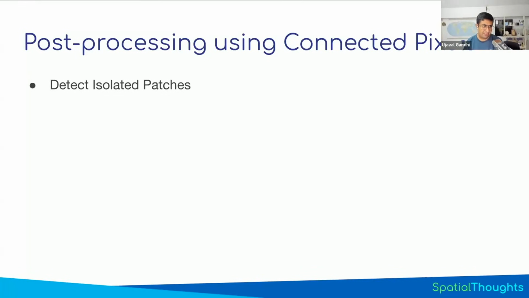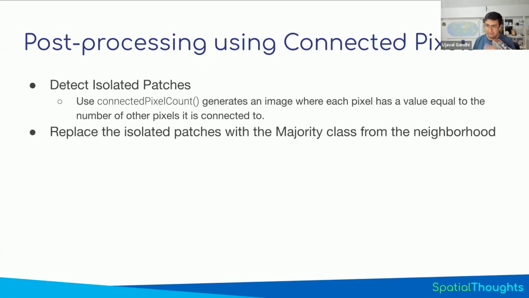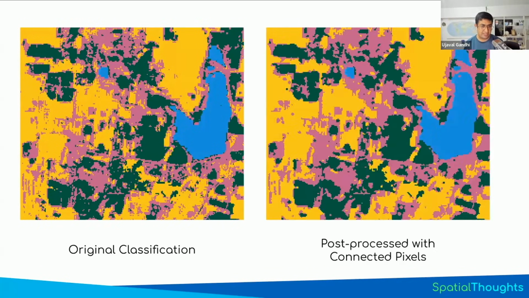The connected pixel approach uses a function called connected pixel count, where you find patches that are not connected to as many pixels, and then replace those patches with the majority class from the neighborhood. This is what the same results look like if you process them using connected pixel count. You can see it's less aggressive. You can control the threshold for how many connected pixels you want to remove. And you can see you keep some of that high frequency noise, but remove those really isolated pixels, which are surrounded by a class with lots of connected pixels.